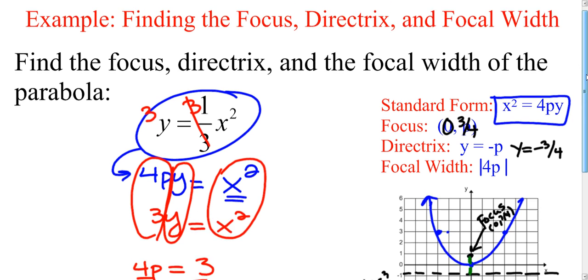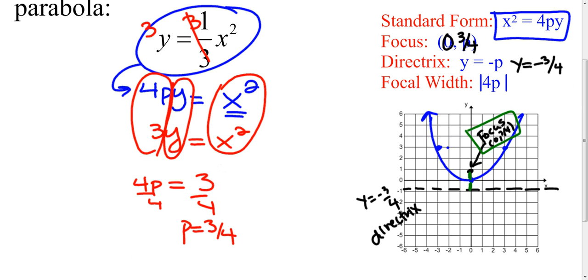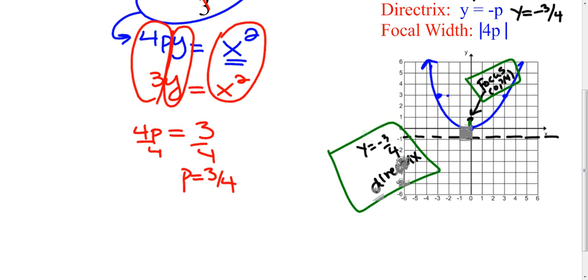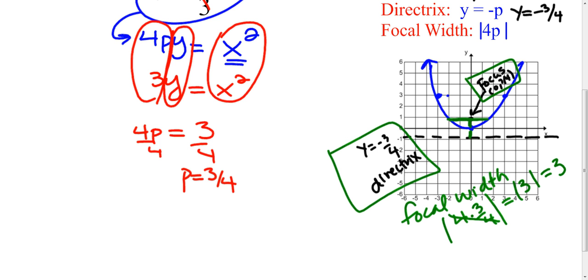All right, so what did I need to find? I needed to find the focus, which I did. I needed to find the directrix, which I did. And the other thing I need to find is the focal width. And just so you know, the focal width is how wide the parabola is through the focus right here. And so you get that by taking the absolute value of 4p. So here we go. The focal width would be the absolute value of 4 times p, which is 3/4. The 4's cancel. Obviously, I get the absolute value of 3, which is 3. Okay, so the focal width is 3. All right, and that's that first problem.